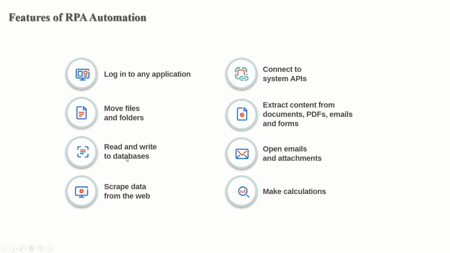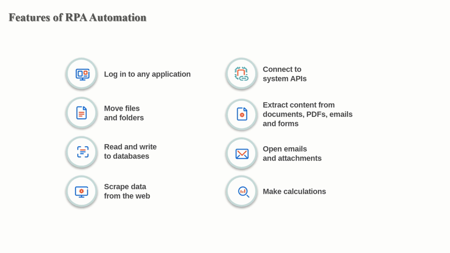We have some commands to do functionality with the database, like retrieving the data, inserting the data, deleting the data. You can also write a stored procedure. Stored procedures, triggers, functions, all activities we can do in Automation Anywhere. And scrape data from the web application. I mean, from a web page you can scrape any data.